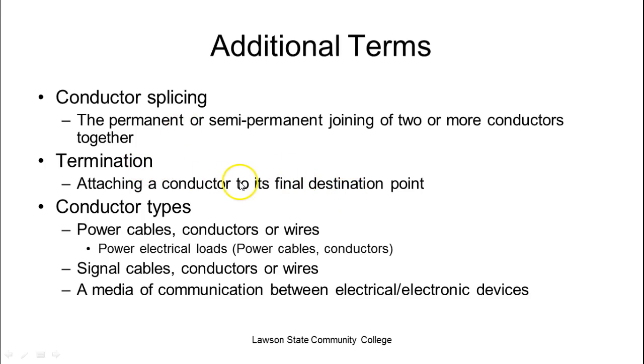Termination is the act of bringing conductors to an end. Splicing is when we permanently or semi-permanently join 2 conductors together.